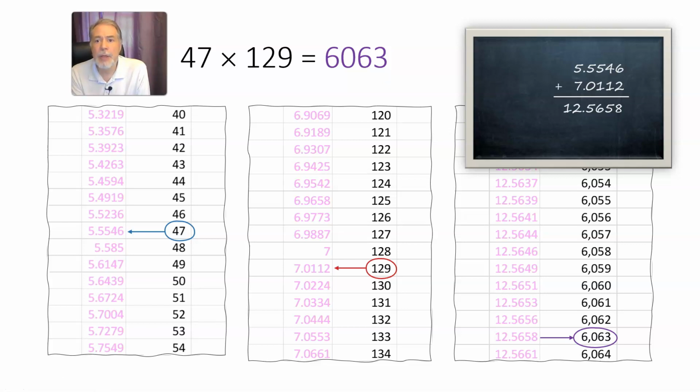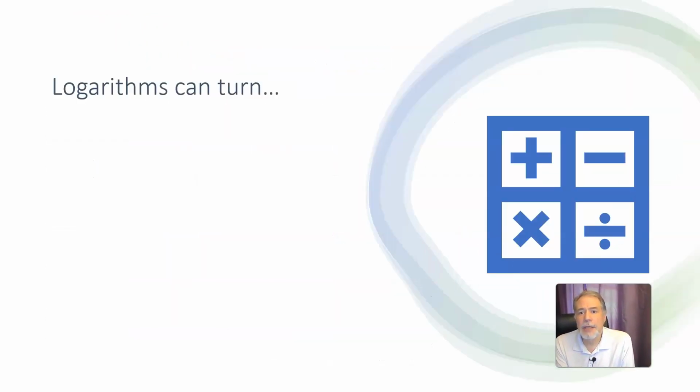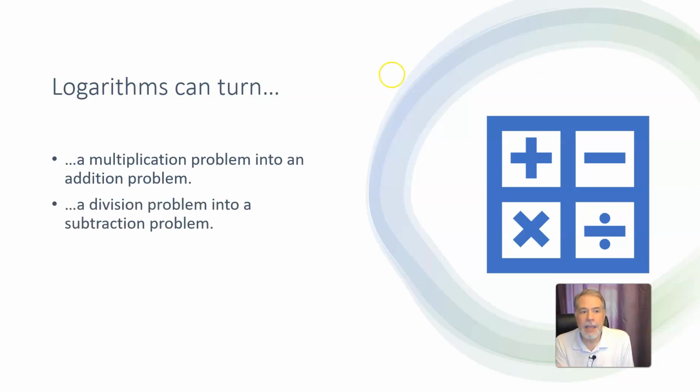Now this kind of thing came in really handy back in the days before calculators and computers were readily available. Because with the help of a table of logarithms, you can turn a multiplication problem into an addition problem. Instead of multiplying together the numbers you started with, you can look up their logarithms and add those logarithms together. It can turn a division problem into a subtraction problem. Look up the logarithms and subtract those.